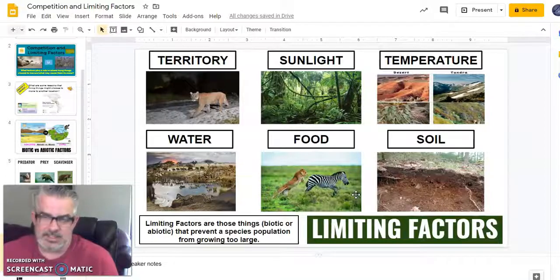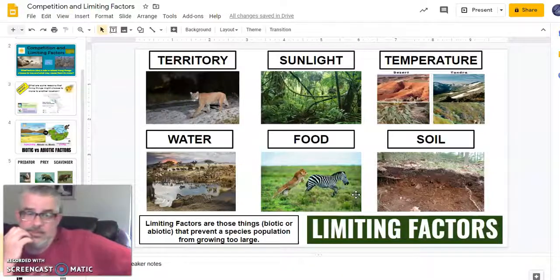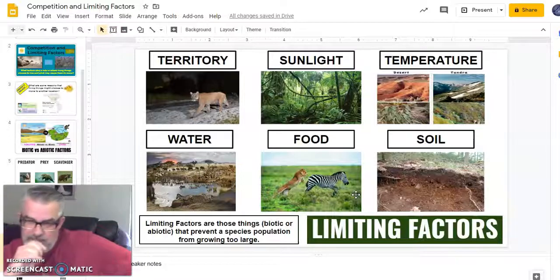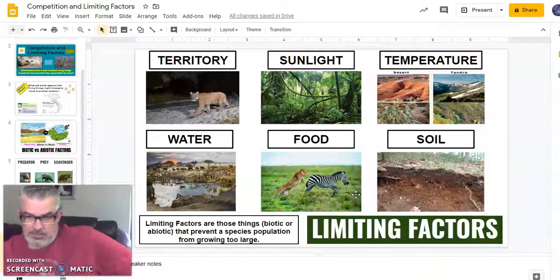Okay. Sunlight is an abiotic factor that organisms will compete for. I talked earlier about how plants in the rainforest will compete for the availability of sunlight. Temperature, again, is a big factor for birds. Birds will migrate in order to stay in warmer temperatures. Water, another abiotic factor. If you've ever seen videos of animals in Africa, all of them kind of huddling around the last little tiny bit of water. So they're going to compete for that as well. Food is a limiting factor, and soil.